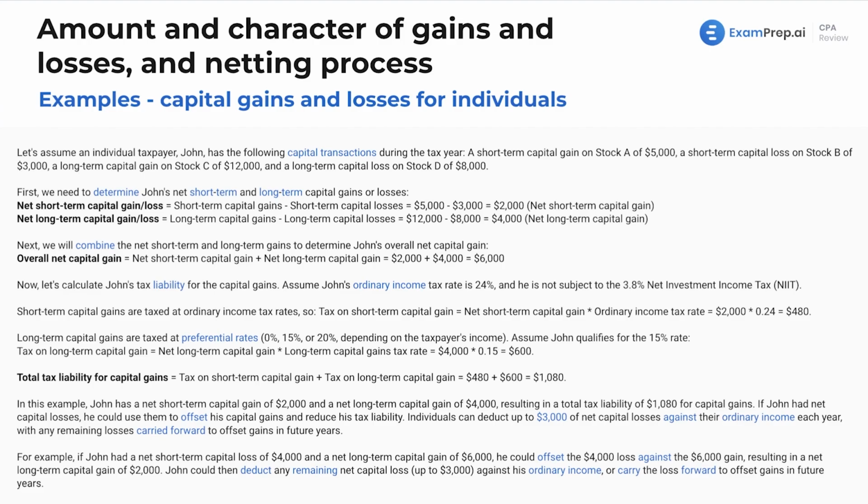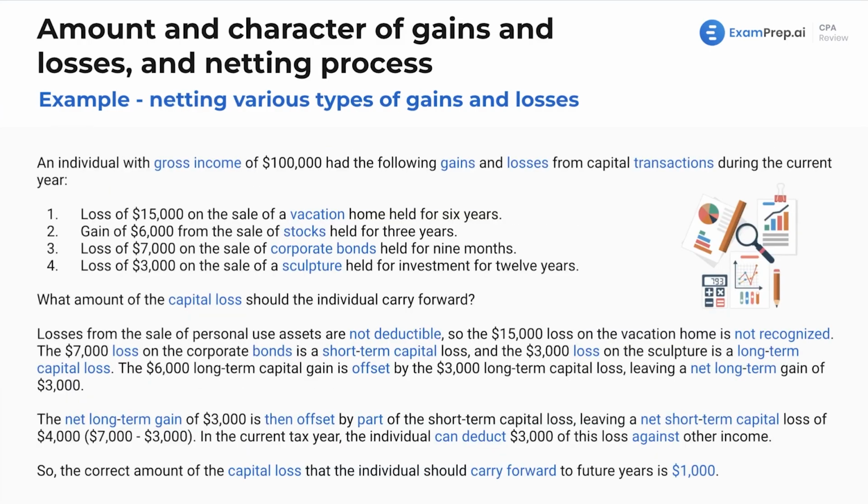All right, another great example. We're going to learn by doing, and we will keep doing just that. Now we're going to see a great example here of netting together the various types of gains and losses. Here we see that an individual with gross income of $100,000 had the following gains and losses from capital transactions during the current year. We had a loss of $15,000 on the sale of a vacation home held for 6 years, a gain of $6,000 from the sale of stocks held for 3 years.